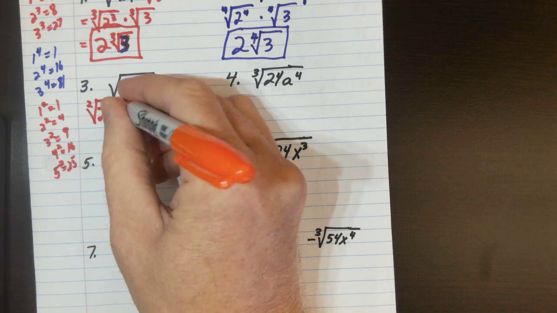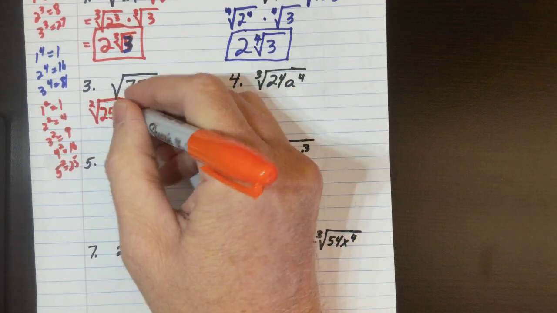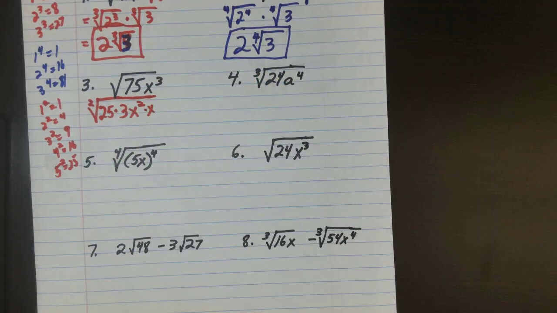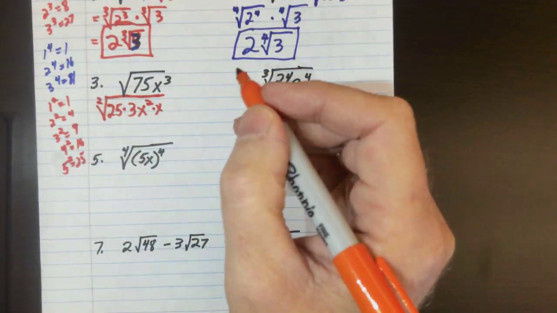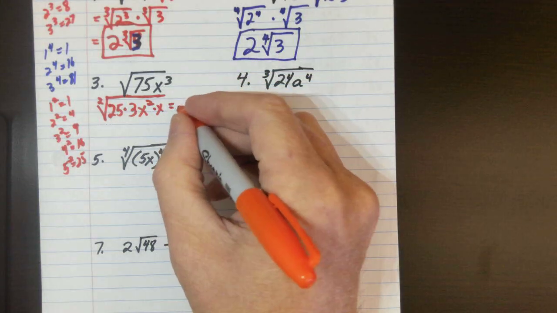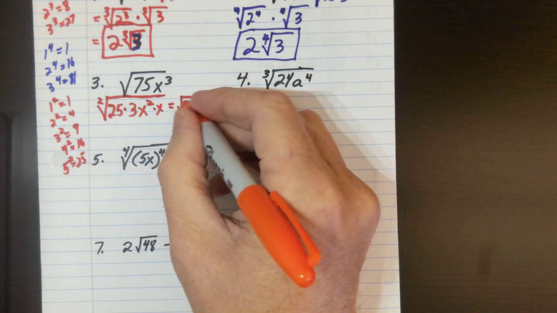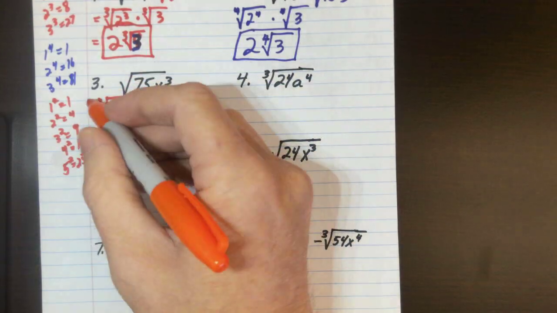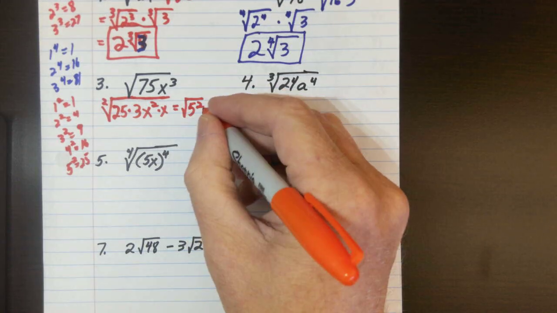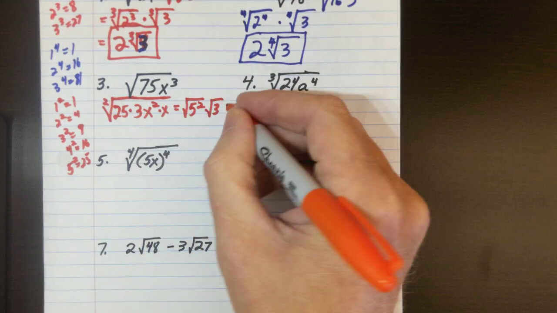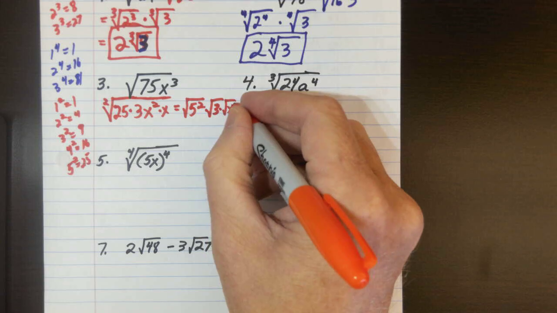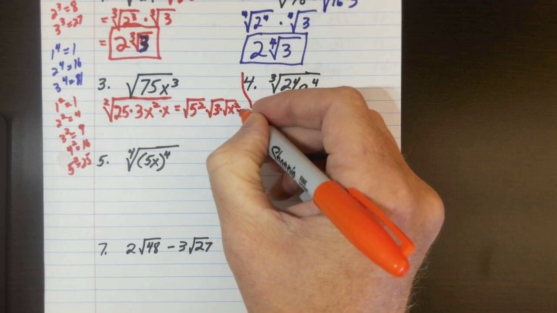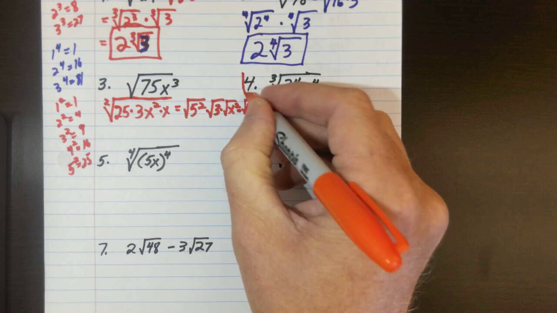25 times 3. I'm also going to split up the x cubed, because I want an x squared there. X cubed is x squared times x. So if I go the square root of 5 squared, notice I did write the 2. You can do that or you don't have to. Times the square root of 3 times the square root of x squared times the square root of x.